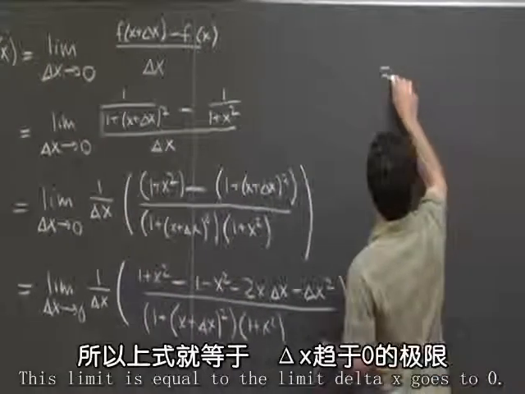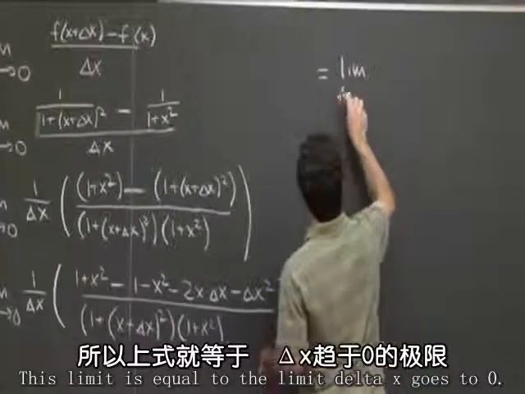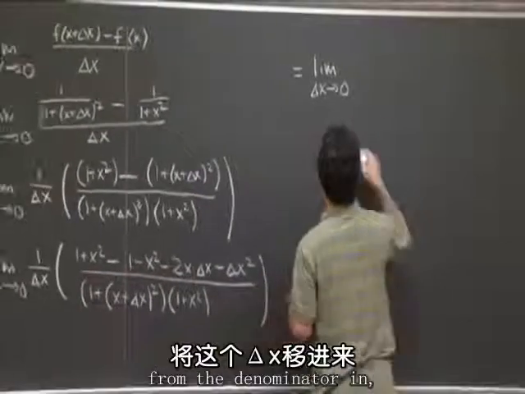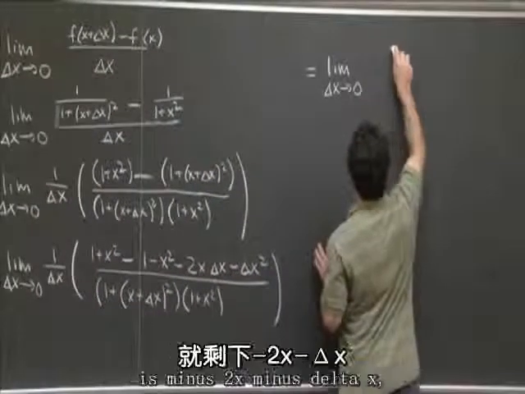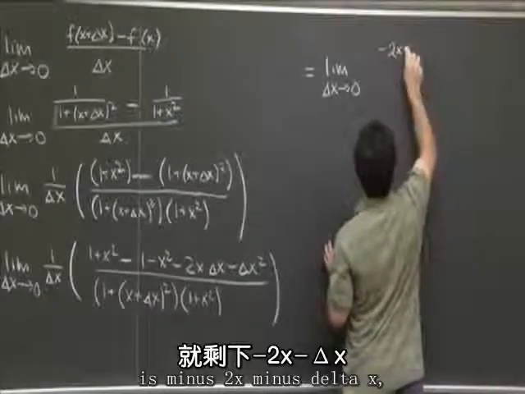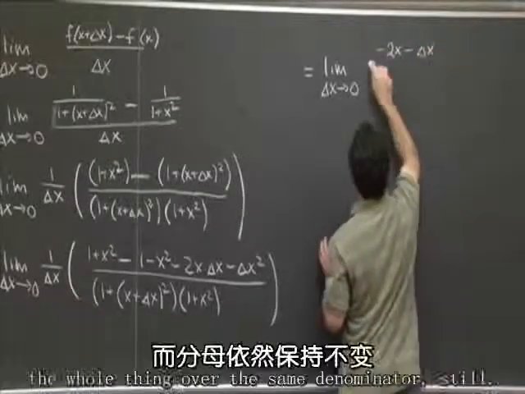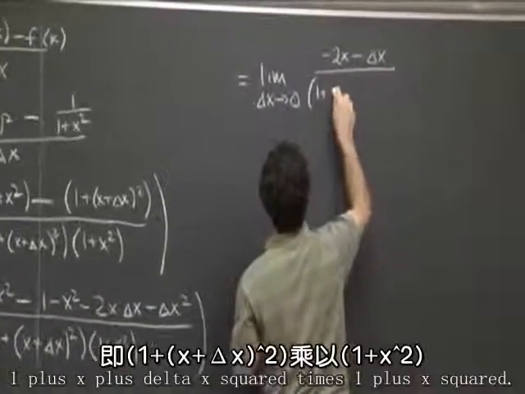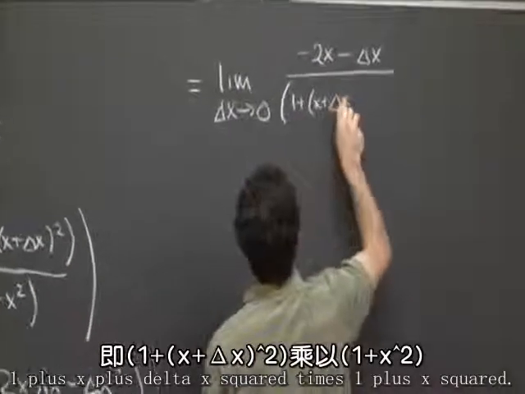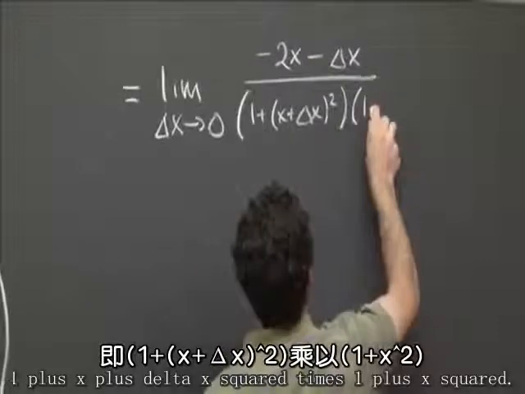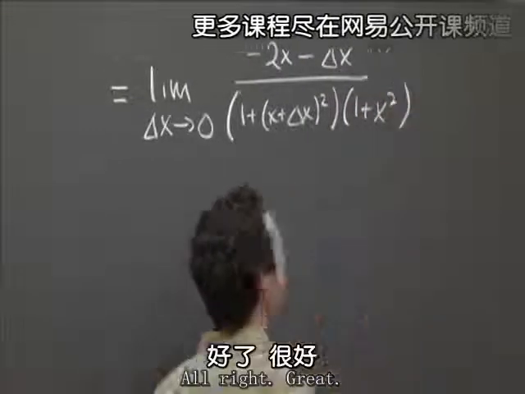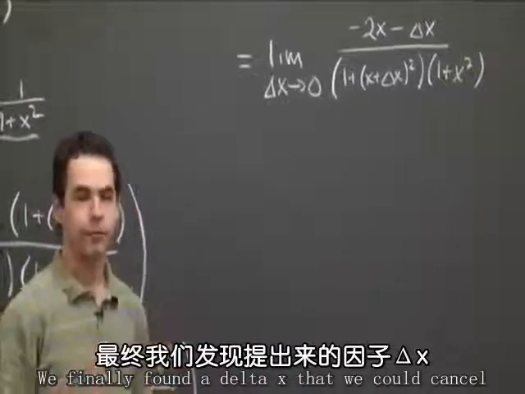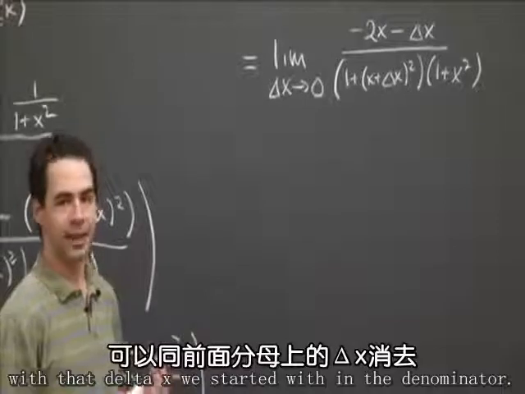So this limit is equal to the limit as delta x goes to 0. OK, and then we can divide this delta x from the denominator in. And what we're left with upstairs is minus 2x minus delta x, the whole thing over the same denominator still, 1 plus x plus delta x squared times 1 plus x squared. All right, great. So we've done this manipulation, we finally found a delta x that we could cancel with that delta x we started with in the denominator.